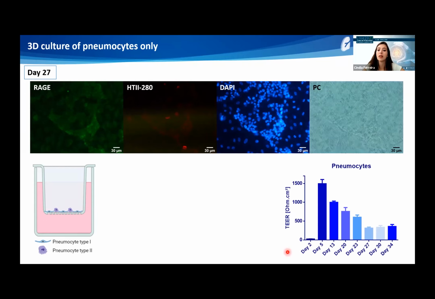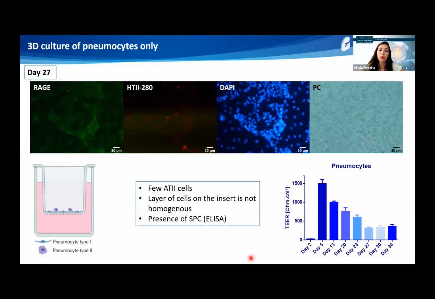Concerning the TER, we can see a peak on day 5, and then it decreases and stabilizes through time. So for this model, we can say that on day 27, we only have a few AT2 cells remaining, and that the layer of cells on the insert is not homogeneous. However, we were able to quantify SPC through the ELISA technique.